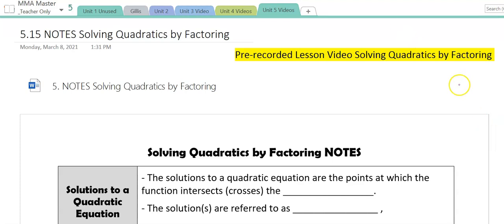Solving quadratics by factoring notes. So we are actually going to use this over the next two lessons. The first page we're going to use this week, and then the other one we will use after we come back. So it's going to be two separate lessons just on the same note sheet because it's the same concept. I'm just kind of separating out the difficulty level for you.